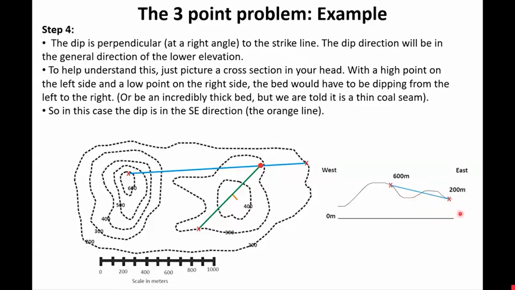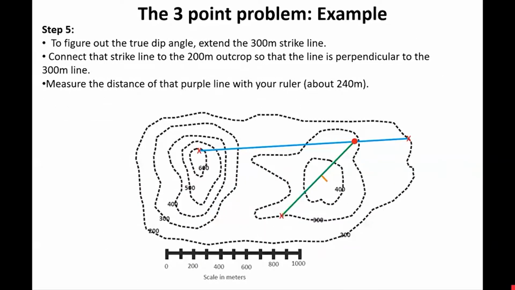So our bed is dipping down. If we take a cross section through our blue line there, we know our dip is in this direction, but we don't know how much the true dip is. All right, we calculated the apparent dip, which is along this line. So we've got an offset in terms of the true dip. So now we have to figure out what that true dip is.